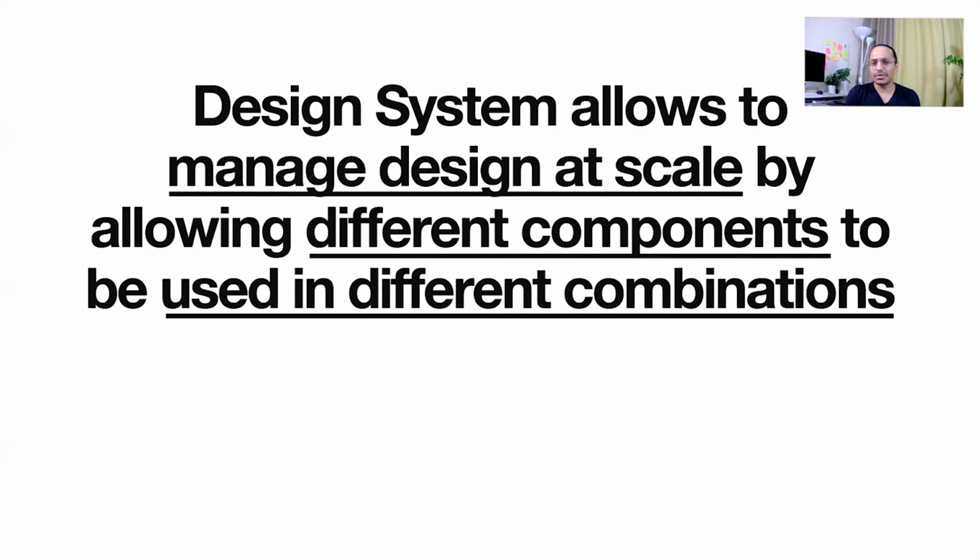So a design system allows you to manage design at scale by allowing different components to be used in different combinations. Once you have the basic elements, it's always easy to design complex stuff, right? When you have the basic things defined in the design system, the entire management of the design system becomes easy, and even the development of a complex project is easy. Why? Because it doesn't require thinking about the basic things, like the components, the colors, and all those things.